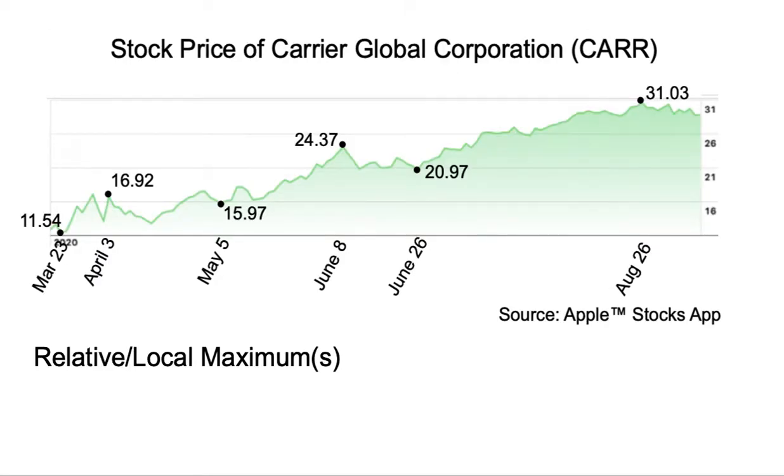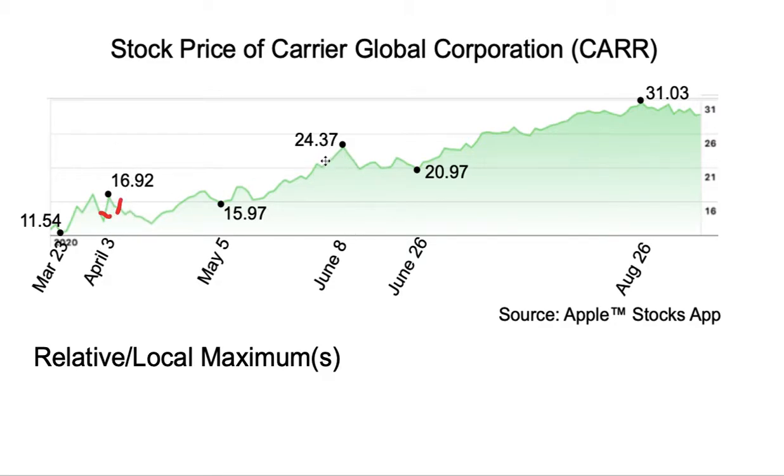Consider the stock price for Carrier Global Corporation, which broke off from United Technologies earlier this year. This is the entire span of the price of that stock from when it broke off until just recently. In this case, if I'm looking for local or relative maximums, I can see that on the interval just before April 3rd to just after April 3rd, this is locally the maximum. On that interval, if I pick any date, the price of the stock will be lower than the price at April 3rd. So this is a local or relative maximum.